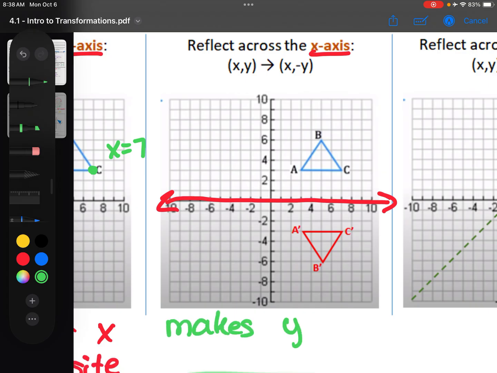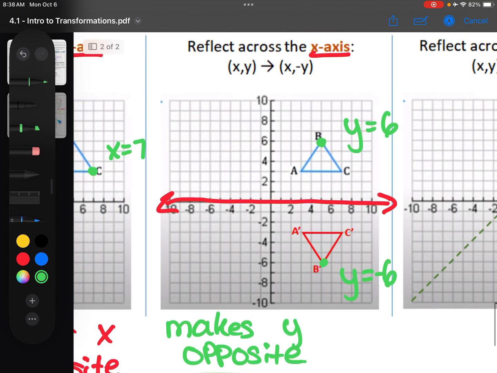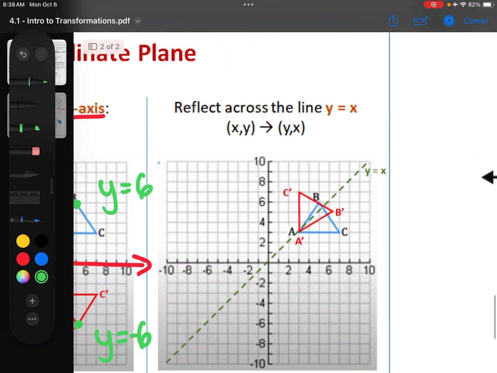And I don't like to say negative because it negates the y. So if the y value was -2, it would become +2. So I'm going to pick on point B here. The y coordinate for B is 6. So the y coordinate for B prime is -6. That's a reflection over the x-axis, okay? You can see it's a mirror image. It is still the same shape and size though, okay?